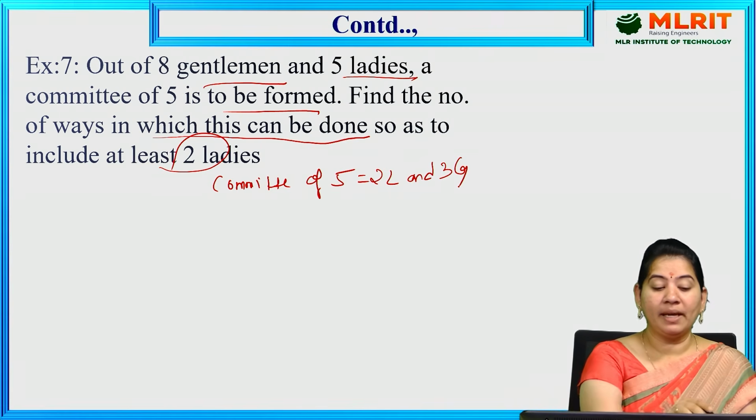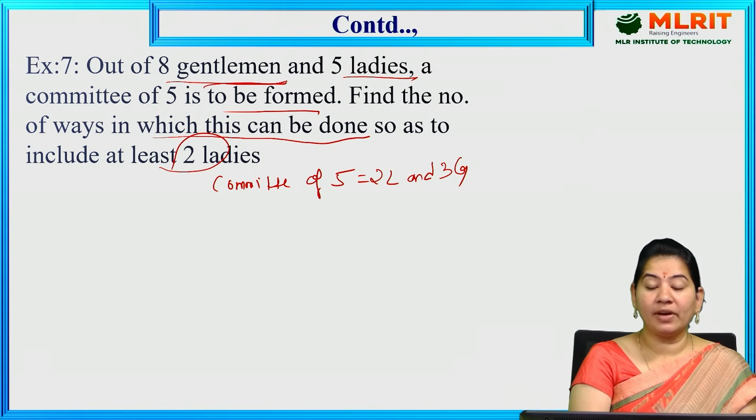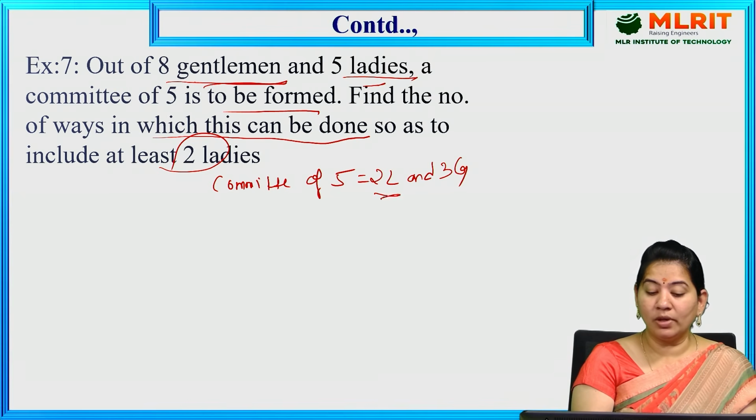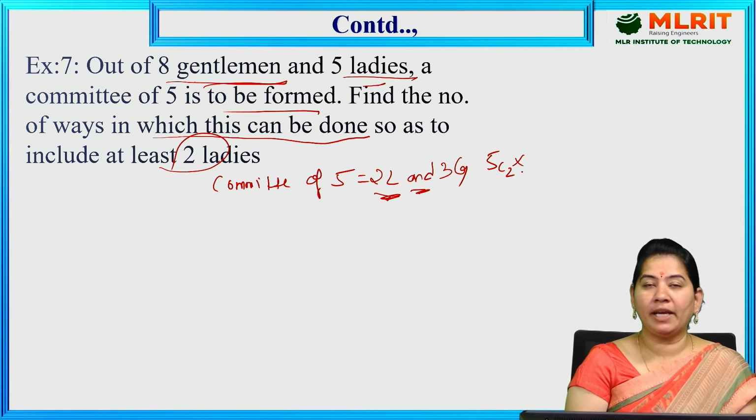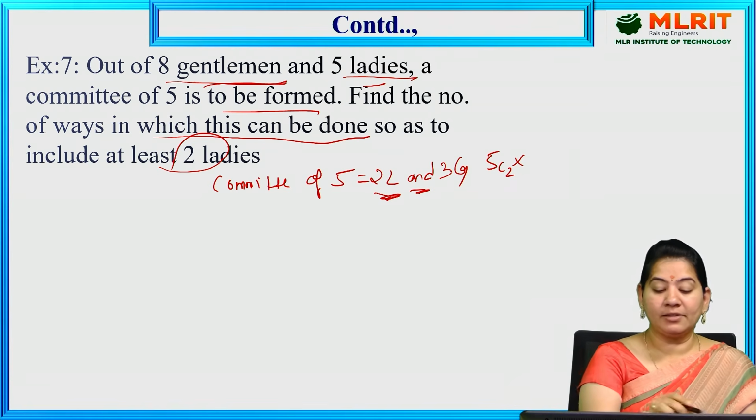So how many do we have here? 8 plus 5, 13: 8 gentlemen and 5 ladies. So for a committee of 5 you have to choose. Now here 2 ladies, I am going to choose 2 ladies out of 5 people, 5C2, and here you have to take the product rule, into 3 gents, 8C3.